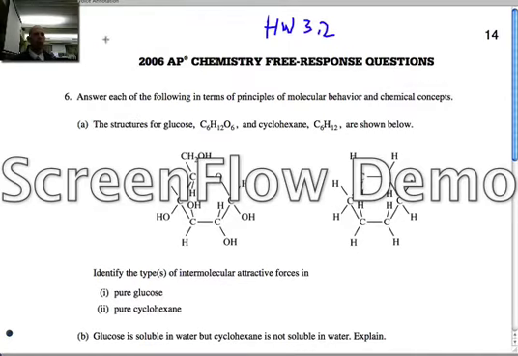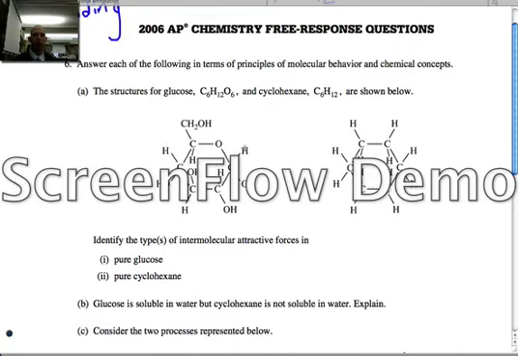I'm reminding you guys about bonding because bonding is going to be a very important thing for thermodynamics, so I wanted to do a review on bonding before we start. This first question says, answer the following in terms of the molecular behavior and chemical concepts. Basically, answer the question. So it gives us glucose right here.